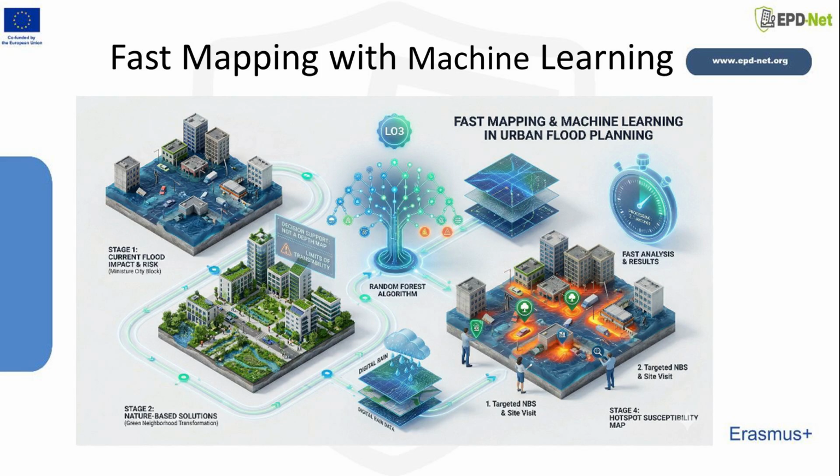Therefore, we treat fast mapping as decision support for prioritization, not as an authoritative depth map. Best practice includes transparent feature selection, clear training and validation strategy, and conservative interpretation. From a planning perspective, fast mapping can help identify hotspots for site visits, community reporting, and targeted NBS interventions, while a smaller number of locations are selected for deeper hydraulic analysis.